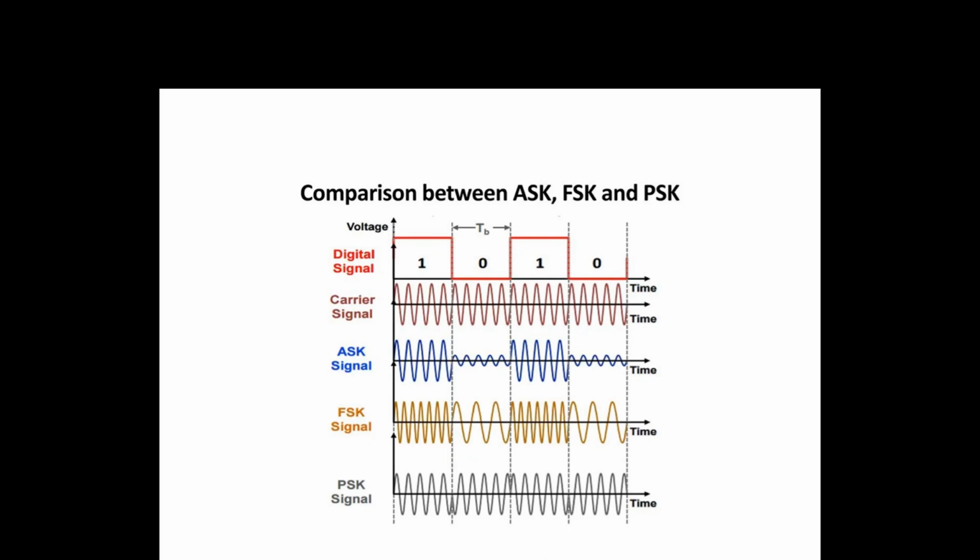This is the important point we should remember. In amplitude shift keying, the amplitude of the carrier varies, whereas the frequency and phase of the carrier remain constant.